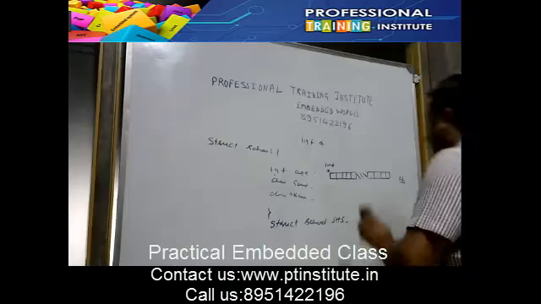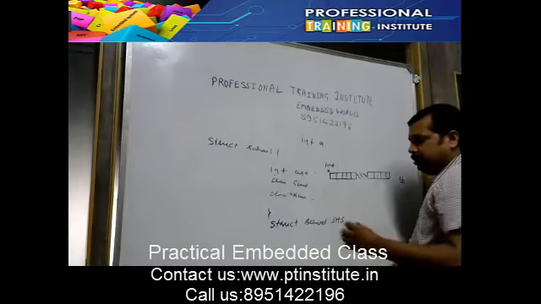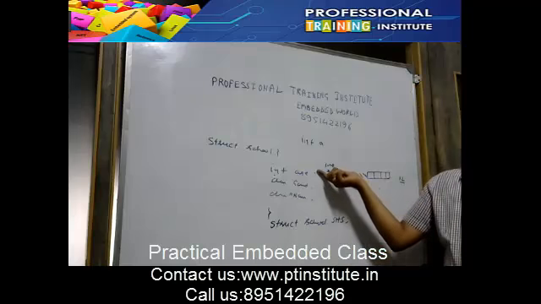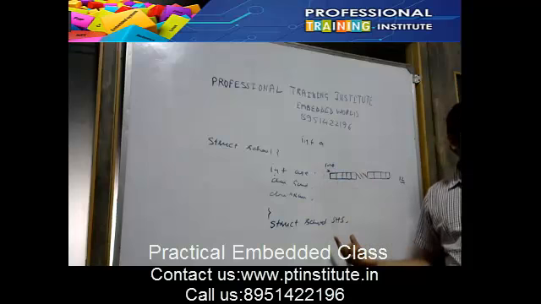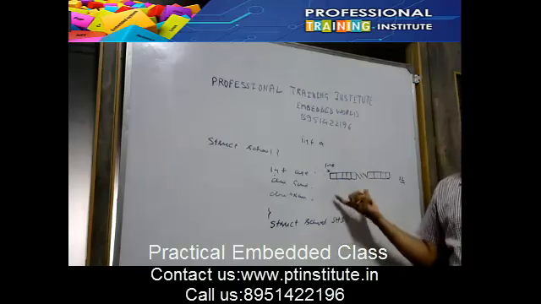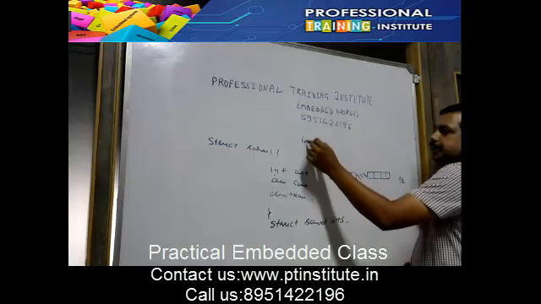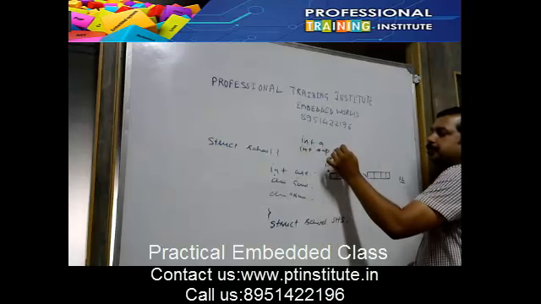Okay, so let's move forward. Now, in yesterday's class what we saw is, now I want to save the address of this object. So what do I have to do? Consider this is an int A and it is an int *AP.